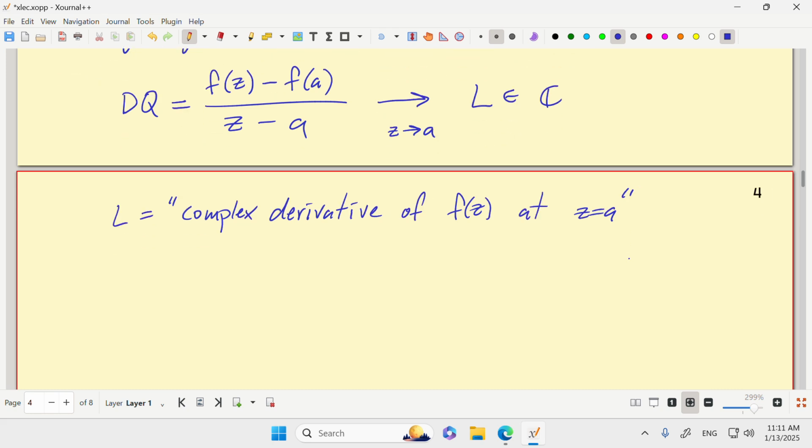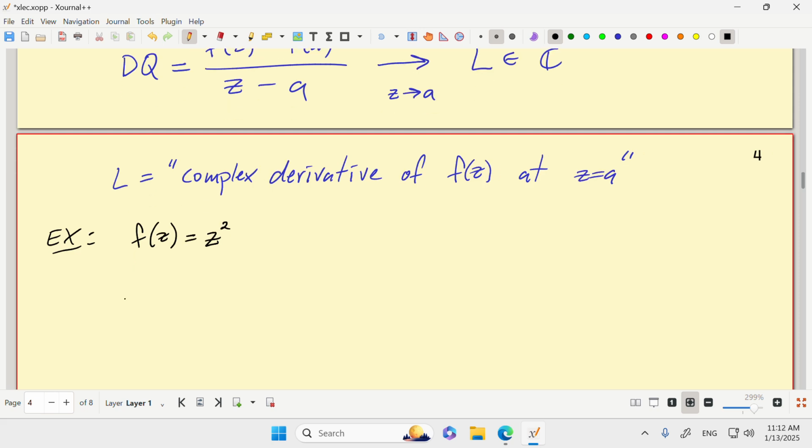Let me do an example real quick. Let's take f of z equals z squared. Something very simple. And that difference quotient would be z squared minus a squared over z minus a. And like in freshman calculus, z squared minus a squared is z minus a times z plus a.